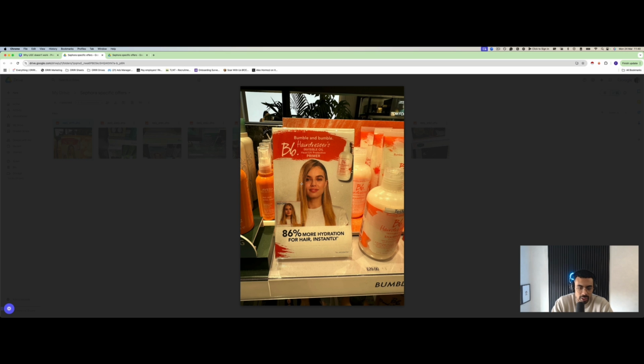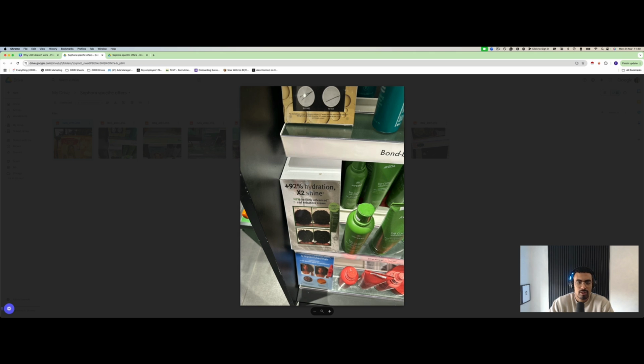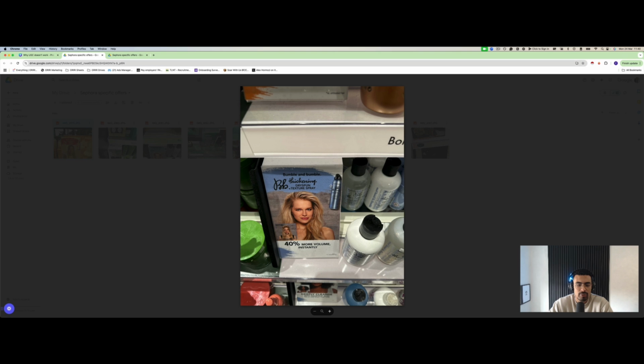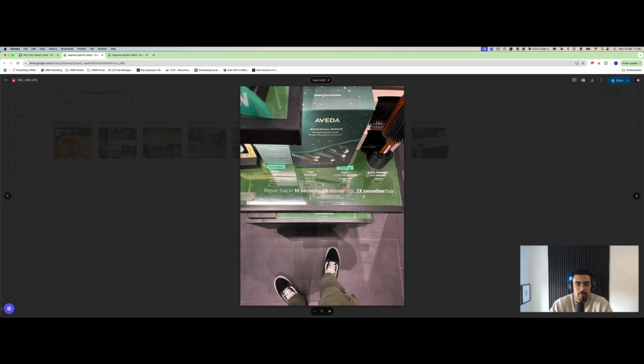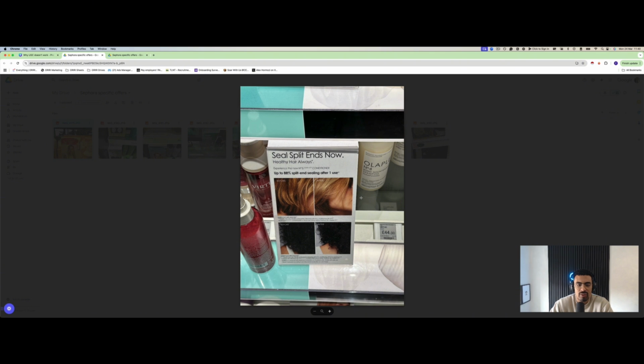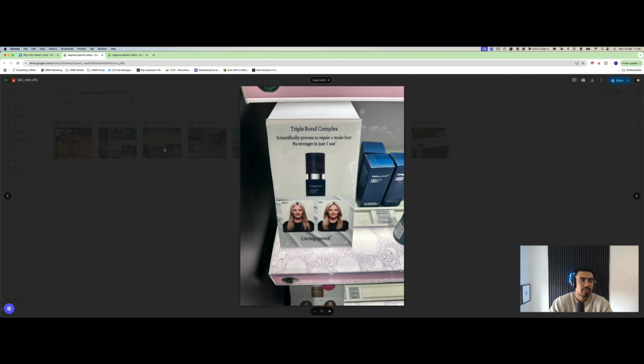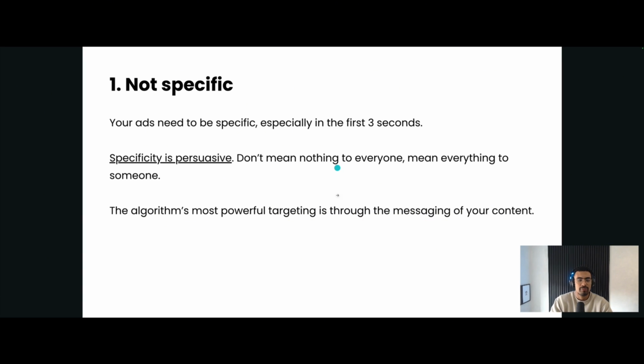And instead of just saying, for example, with this one, take this for your hair, it's going to hydrate your hair, and being very general, it's good for your hair or increases hydration. That's not that persuasive. If we say 86% more hydration for hair instantly, it's a lot more persuasive, right? And it's everywhere. 92% hydration, 2x shine, 40% more volume, repair hair in 10 seconds, 2x shinier, 2x smoother. All of this is very, very specific. And that's because specificity is persuasive.